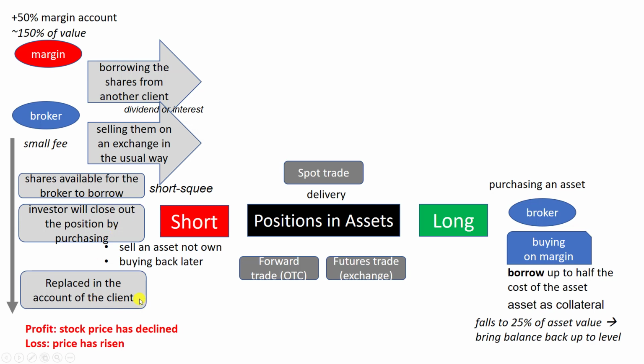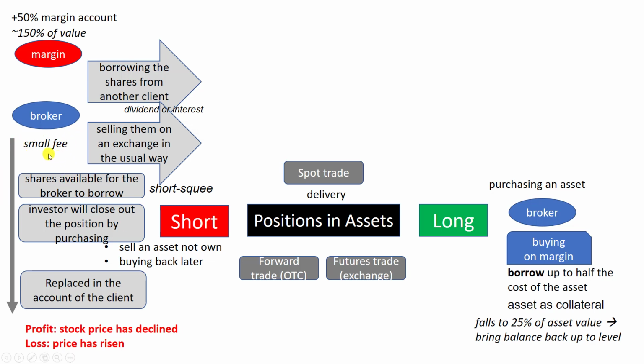This is usually placed on the account of the client, and obviously the profit will be realized if the stock price has declined, because we were selling it at a higher price and buying it back at a lower price, so the difference will be our profit at the end of the day. Obviously the problem is when prices are going up during this procedure, and then we have to buy it back at a higher price, so that will be sad for us.